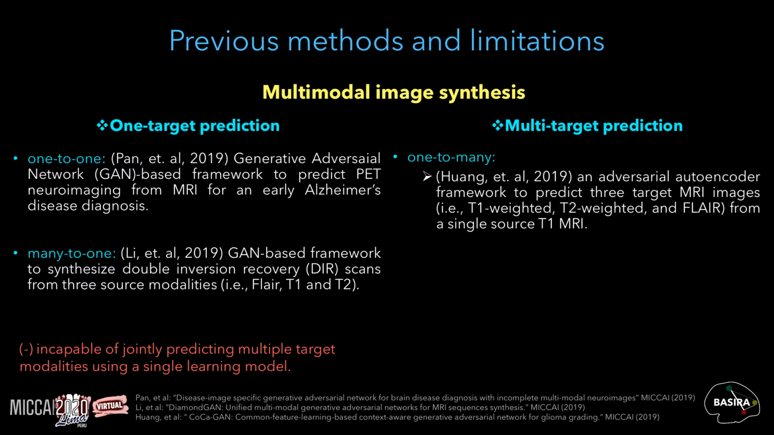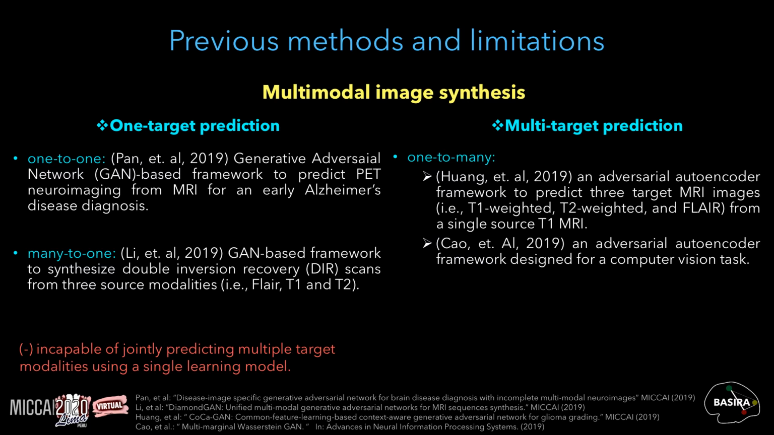multi-target prediction tasks such as Huang and co-authors, which proposed an adversarial autoencoder to predict 3-target MRI from a single T1 MRI scan. Another recent study also adopted a similar architecture for a computer vision task. However, these frameworks are designed for image synthesis, so they cannot be generalized to geometric data types such as brain graphs.